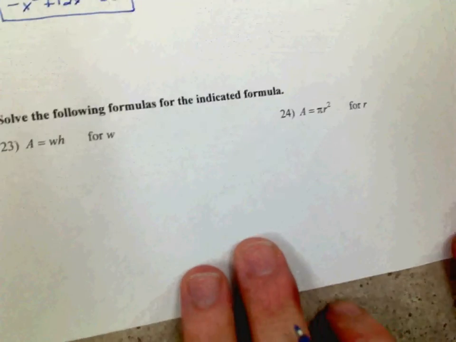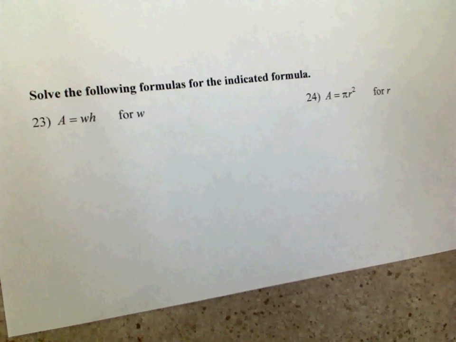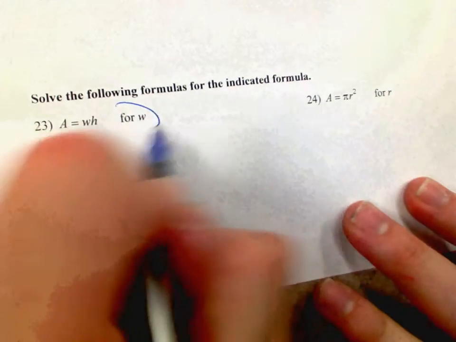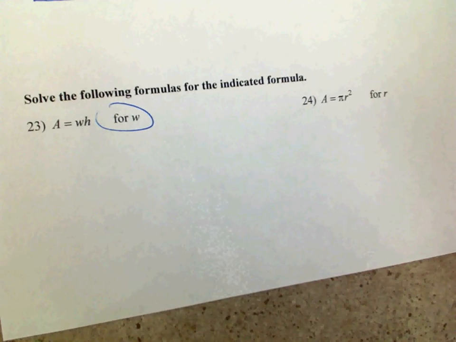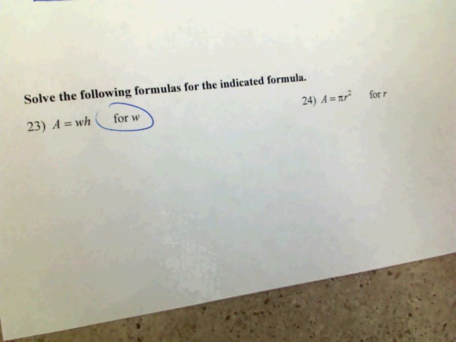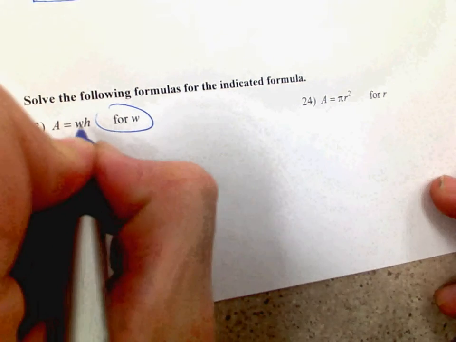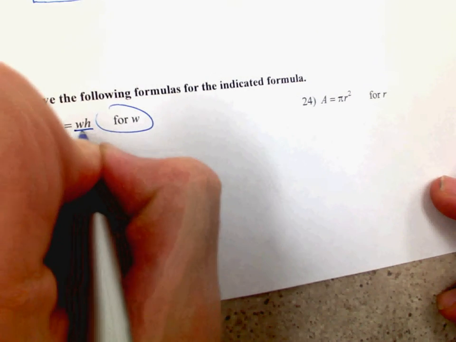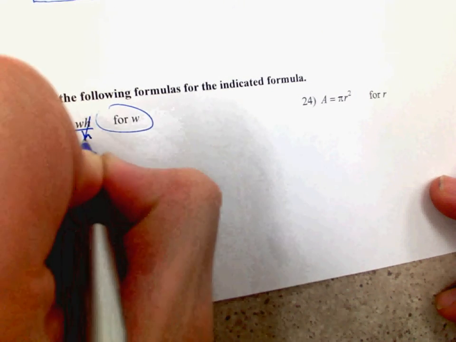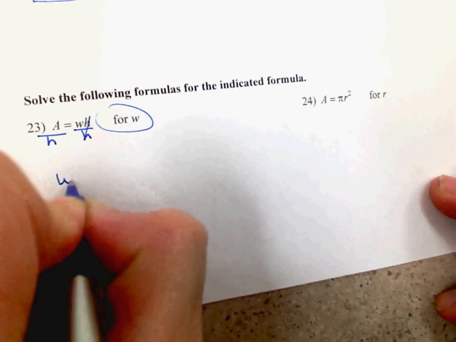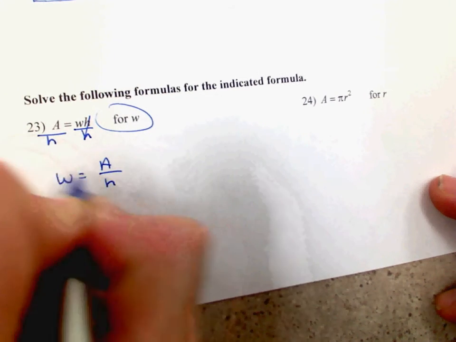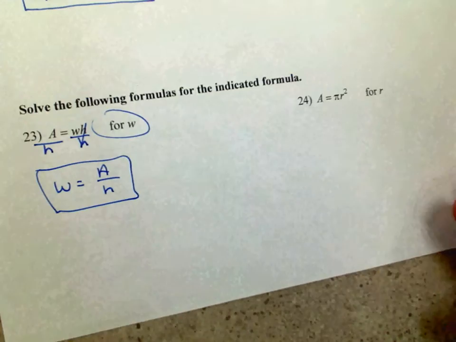All right, 23. 23, we're solving for w. That means that we're going to manipulate the formula to where w is the one that's by itself instead of a. So to do that, what needs to move? Well, the h is by the w, so we're going to divide it. It's going to scoot over, and you've got w equals a divided by h. Pretty simple. Same idea on 24.